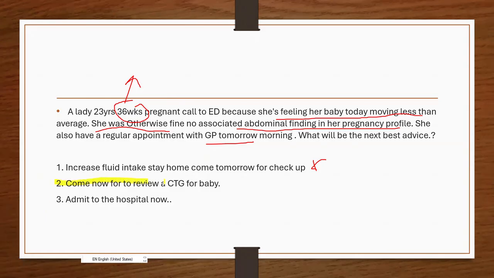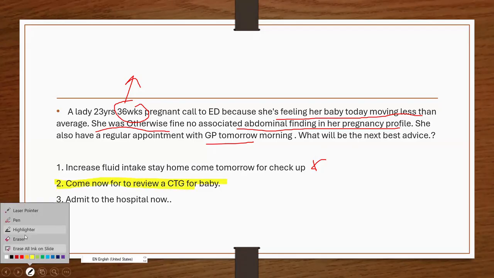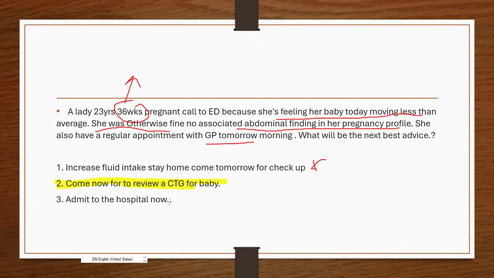Okay. So that would be the best measure you are going to do. So answer 2. You don't need to admit her unless the CTG is pathological. So the answer would be answer 2.